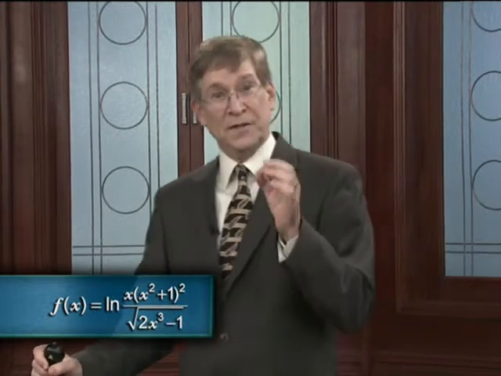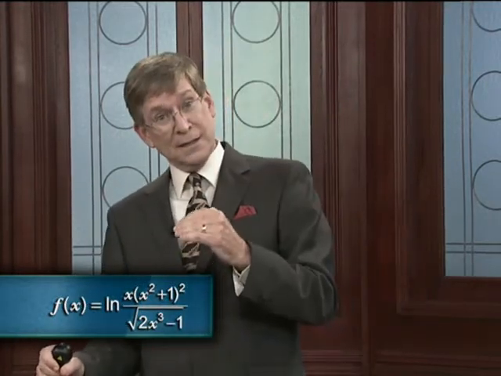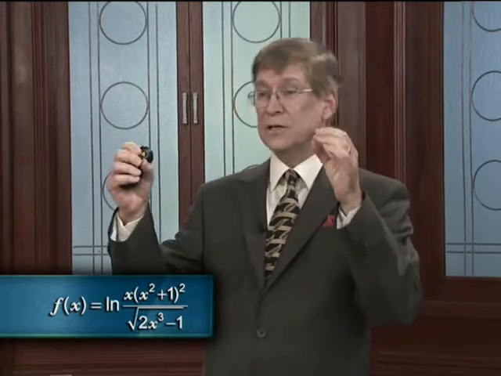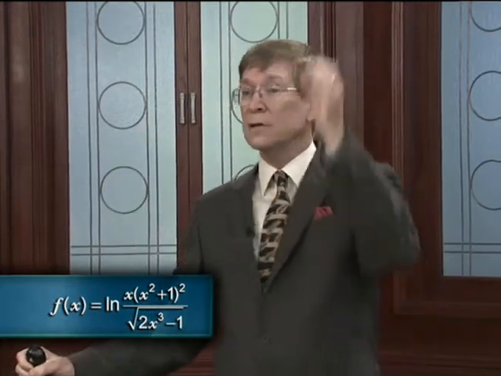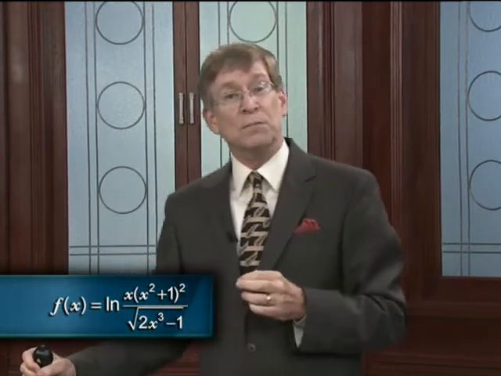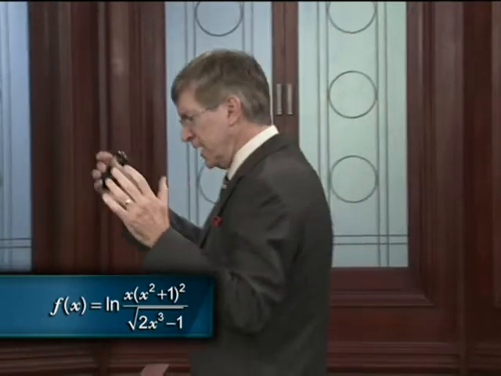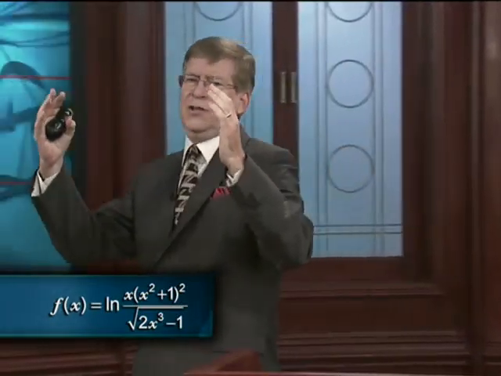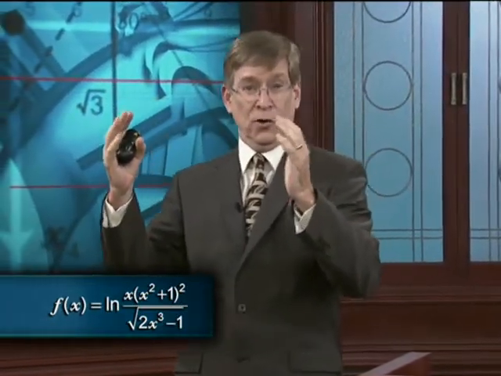Okay. This is a pre-calculus course. Let's look at another example from a real calculus text. So I opened up a calculus book and found this problem. It said simplify the following expression. And the expression was the function f of x equals the natural log of a quotient. In the numerator was x times the quantity x squared plus 1 squared, and the denominator was the square root of 2x cubed minus 1. So it's the log of a giant globular mass there, a really ugly thing inside that logarithm.